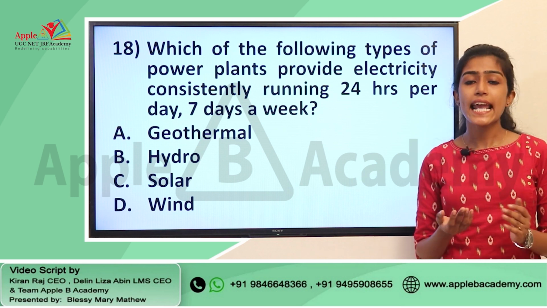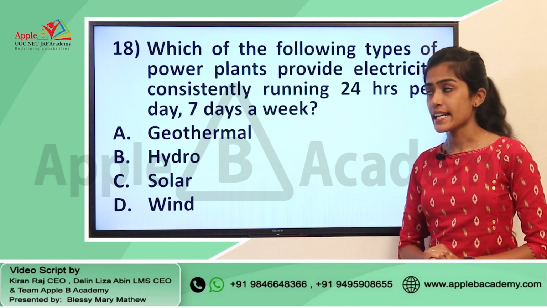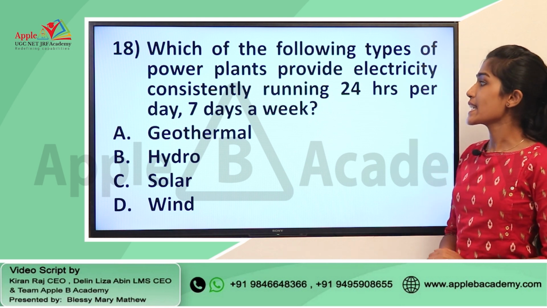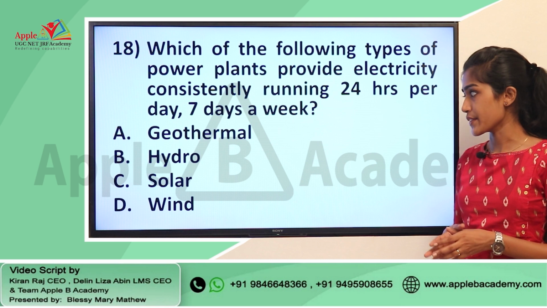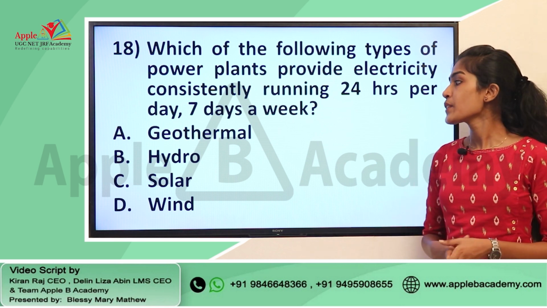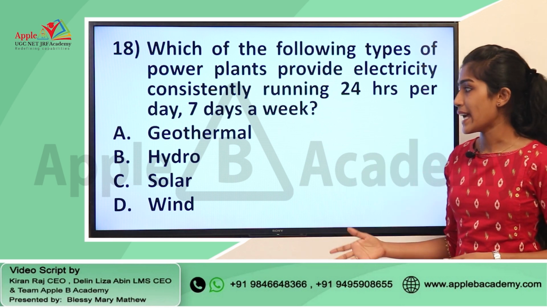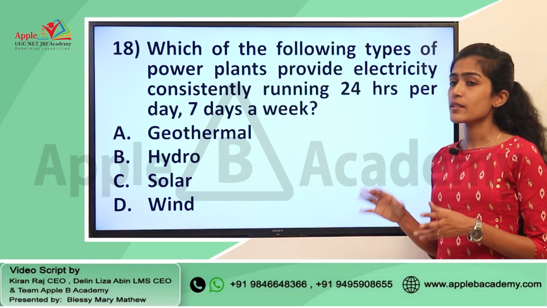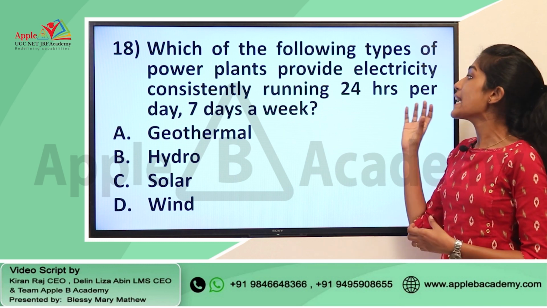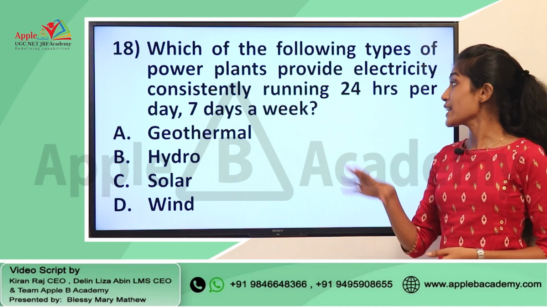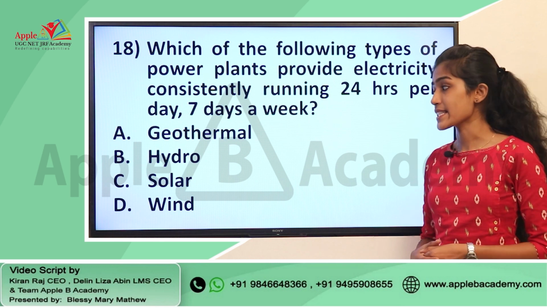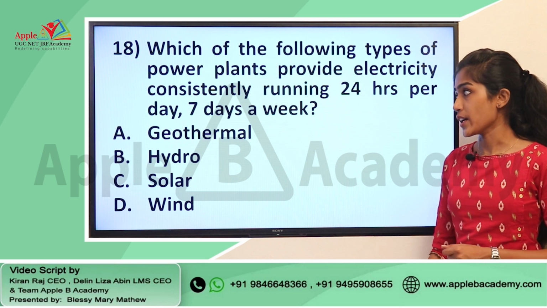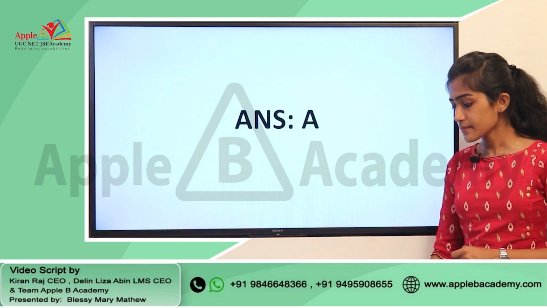Moving to the next question, again this is from People, Development and Environment. Which of the following types of power plants provide electricity consistently, running 24 hours per day, 7 days a week? We have various power plants given, like geothermal, hydro, solar and wind, from which we have to identify the ones producing electricity consistently. So, the right answer for this question is option A, that is geothermal power plants.